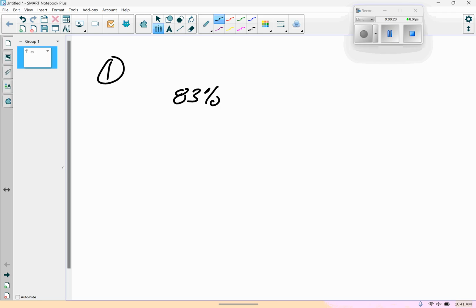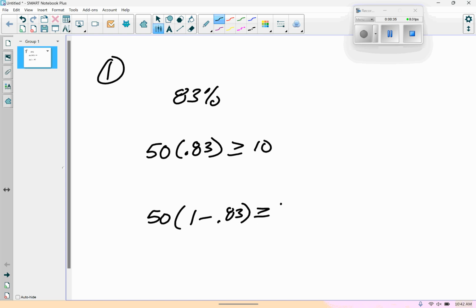So what we're going to do is 50 times 0.83. And if that's greater than or equal to 10, then we're also going to do 50 times 1 minus 0.83. And if those come out to be greater than 10, that's great. So let's see, 50 times 0.83 on a calculator says 41.5.